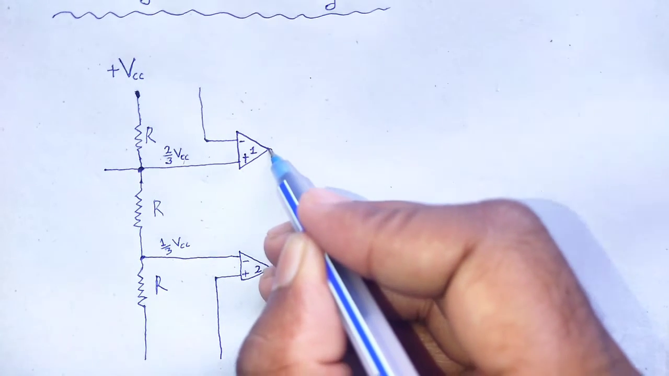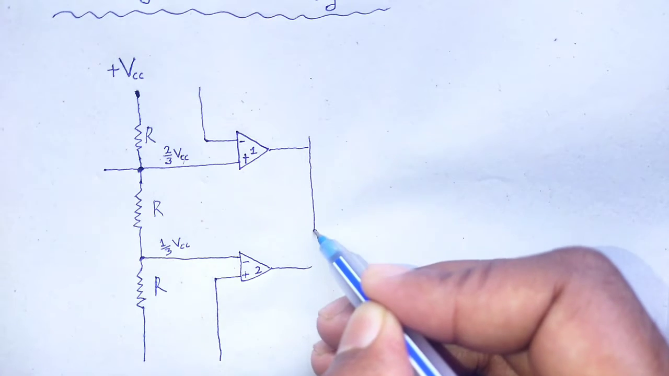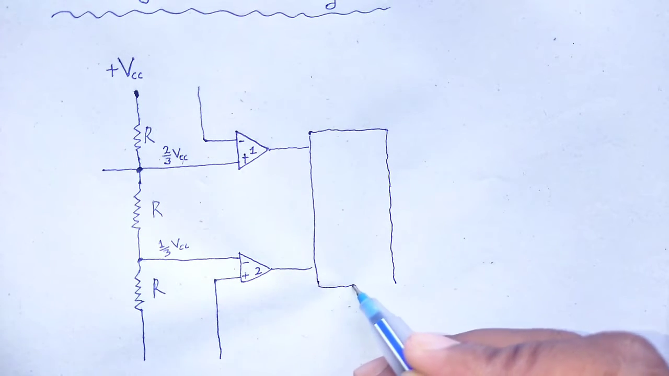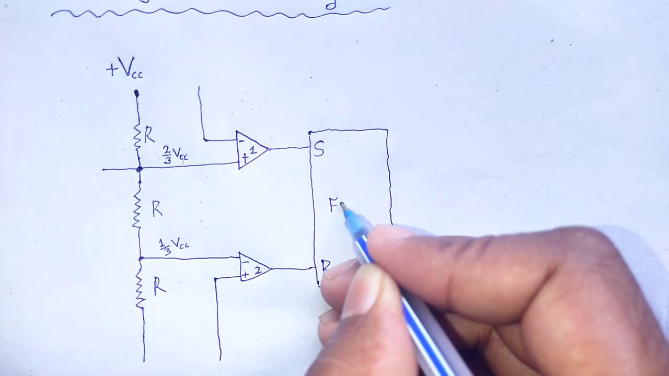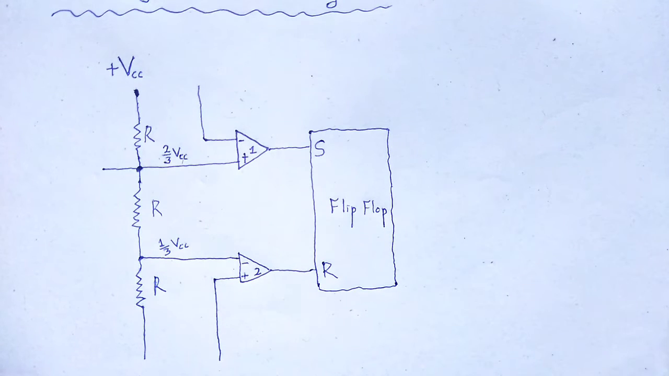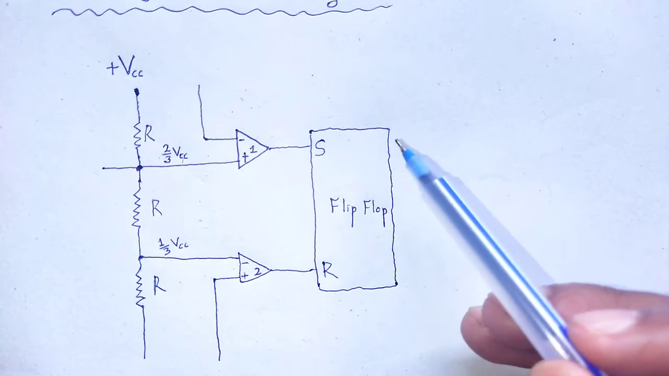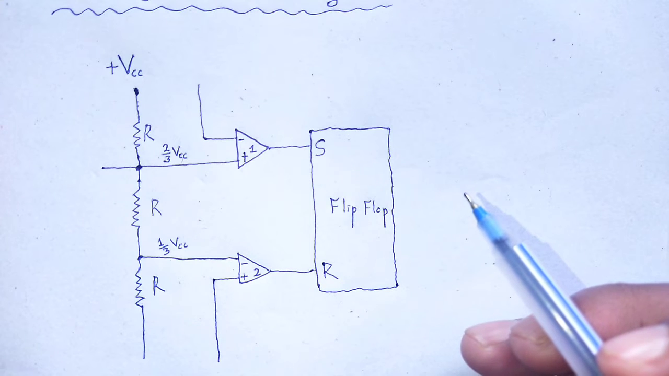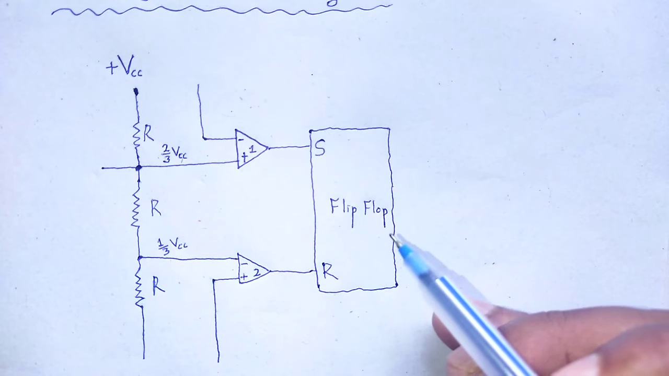One RS flip flop is connected to the output of these comparators. We use an RS flip flop. A flip flop is used for set or reset purposes. Since we know the truth table of the RS flip flop, there will be conditions 0 1 and 1 0. One is set, another is reset. For that reason, the RS flip flop is used.